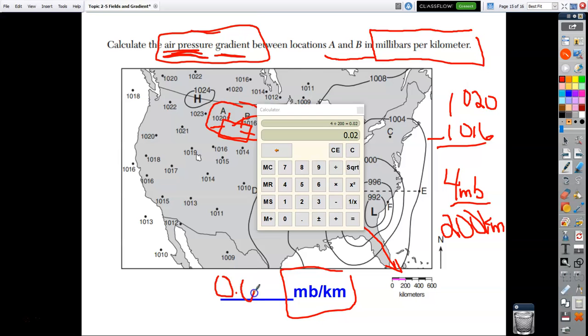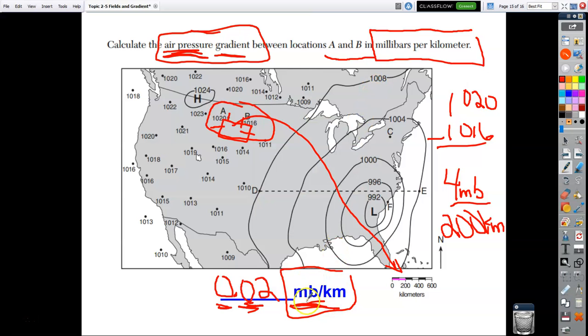0.02. The 0 out front, kids will ask me, does it matter? Nah, this is insignificant. If you just put .02, that's fine. This 0 is significant, the one after the decimal. If you don't put this one, doesn't matter. But I got 0.02, and again, units, MB for millibar per kilometer. Be careful with units. If you don't know the universal symbol, like if you didn't know MB, then just actually write it out. Write millibars per kilometer if you're not sure of units.